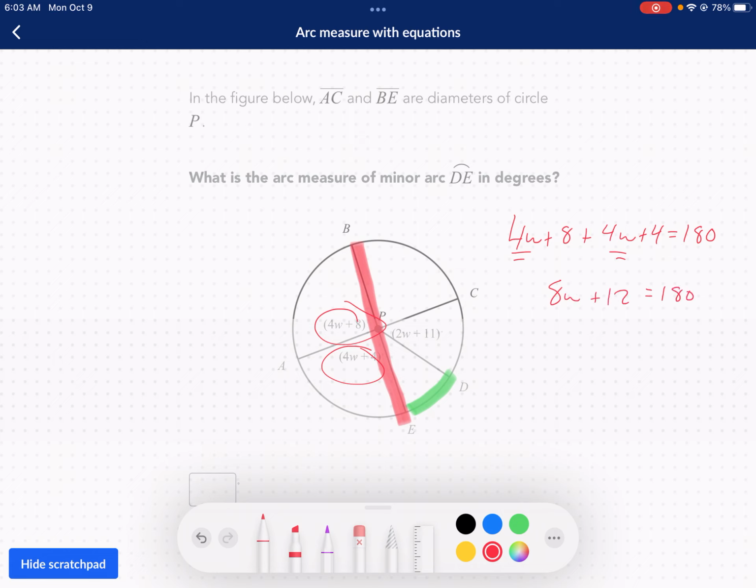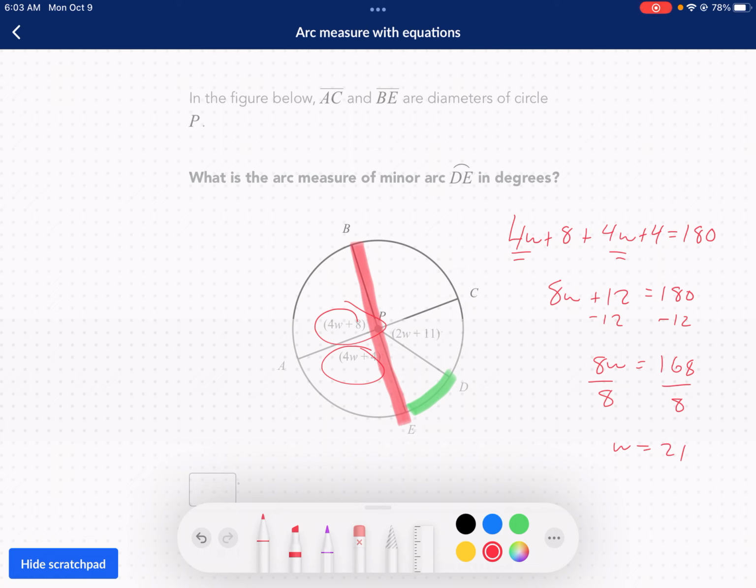Now that I have that set up, I have 8W plus 12. I'm going to subtract 12 from both sides. That gives me 168 equals 8W. And now I divide by 8. So I have 168 divided by 8, and that gives me 21. So W equals 21. That's a double bonus.